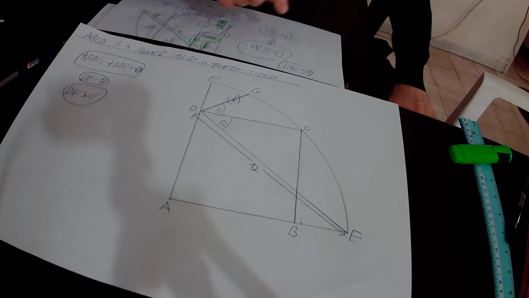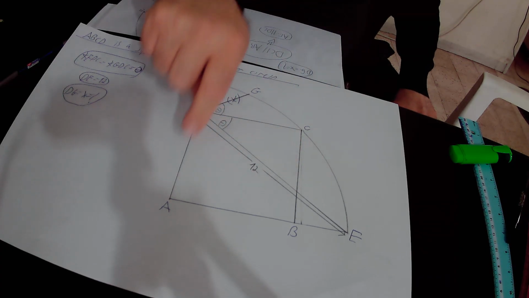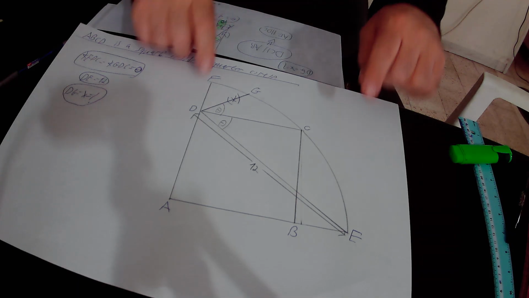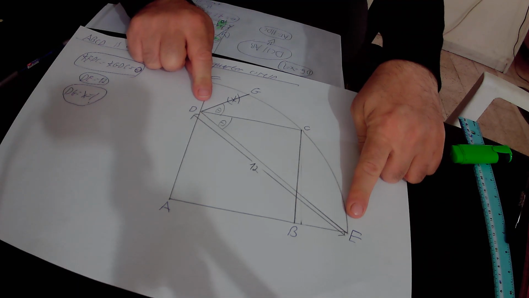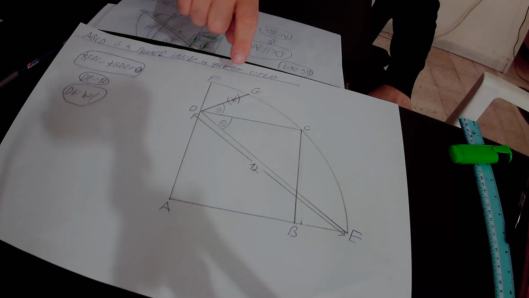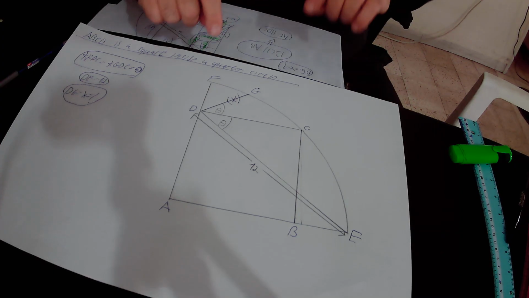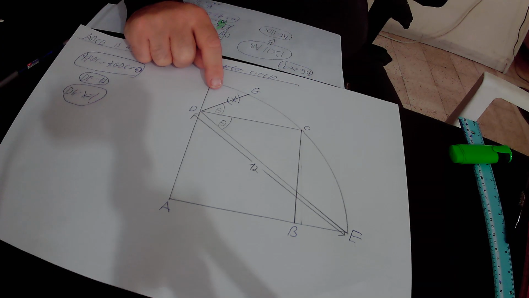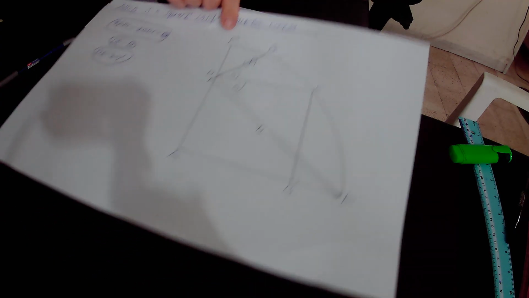Inside this quarter circle, we have square ABCD. In addition, we know that this line segment DE is equal to 12 units in its length. This is angle EDC that is equal to theta, and this is angle GDC that is also equal to theta, and our mission is to find out the length of this line segment GD that's equal to x. We have to find out the value of x.